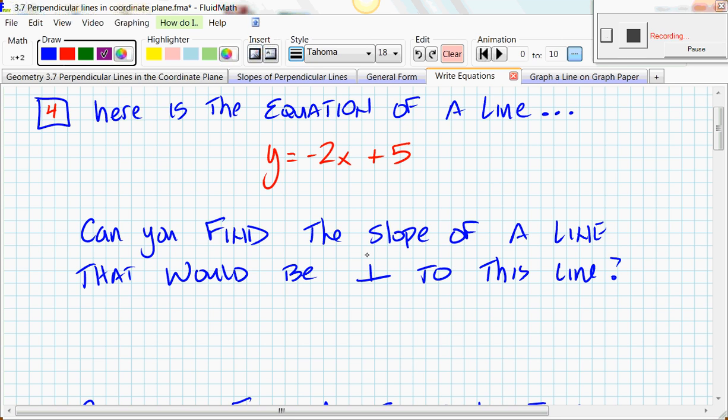Well, if it's perpendicular to this line, you may recall that slopes have an opposite reciprocal. So the slope that would be perpendicular would be a positive 1/2 x. Because this slope is negative 2, the reciprocal of negative 2 is a positive 1/2. So that is a slope that would be perpendicular, because when I multiply negative 2 times 1/2, I would get negative 1. So I'm dealing with a positive 1/2 now.